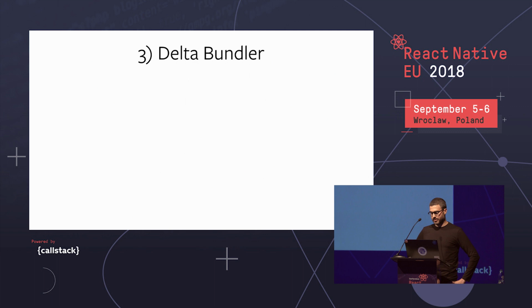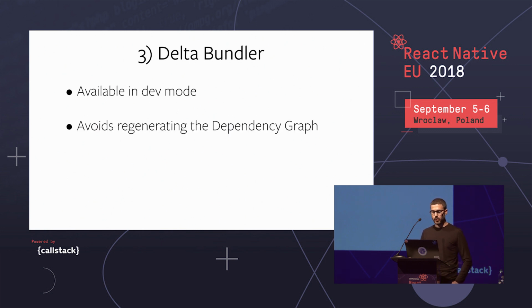The third strategy to speed up builds is what we call the Delta Bundler. This is available during development, and this is what allows Metro to deliver sub-second reload times. With this, Metro keeps track of all the file changes that happen between reloads. Then, instead of regenerating the whole graph every time, it can just update the parts of the graph that have been modified.